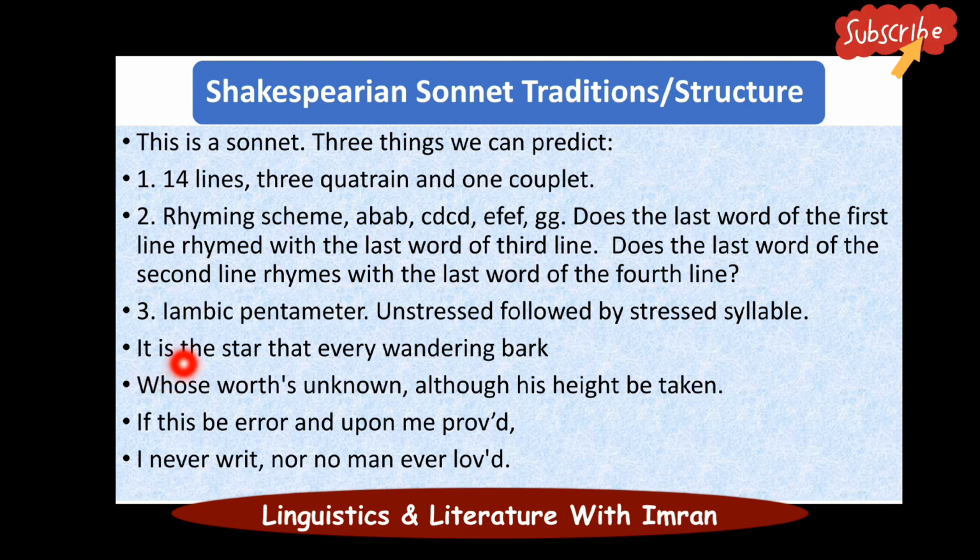It is the star to every wandering bark, whose worth's unknown, although his height be taken. If this be error and upon me proved, I never writ, nor no man ever loved. So this is the pattern in which Shakespeare writes and composes all of his sonnets.